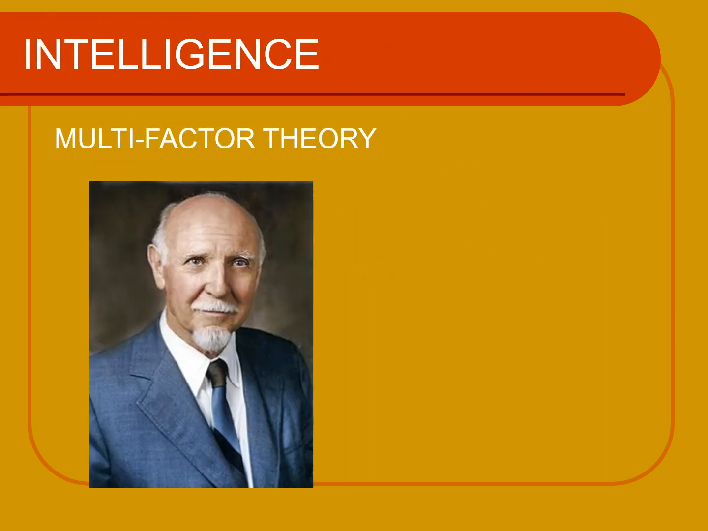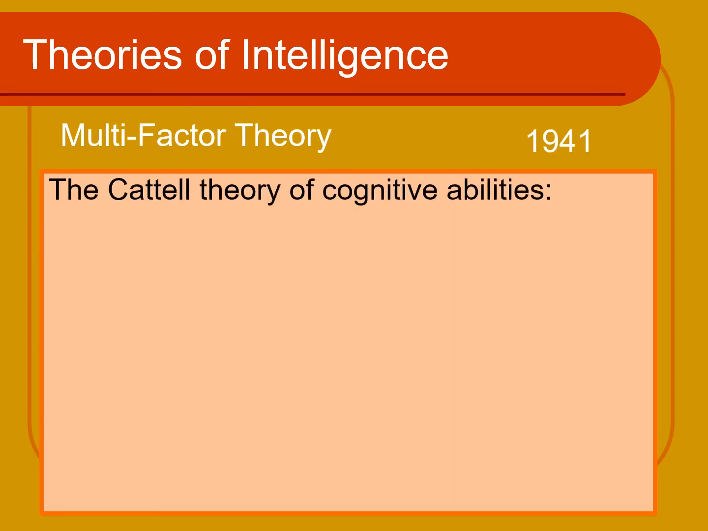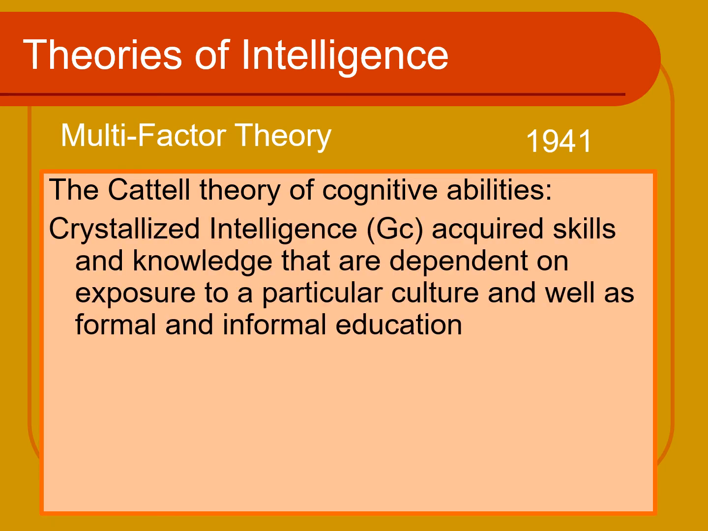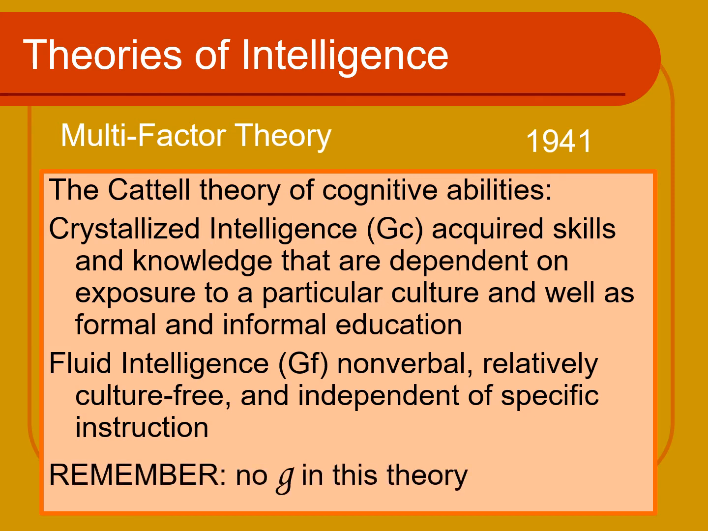Now I want to focus on one other of the multi-factor theorists. This is Raymond Cattell. Yeah, he was another one of our eugenics proponents. He proposed in 1941 a multi-factor theory which consisted of just 2 big, broad factors. Crystallized reasoning, think of this as language-based learning, and fluid reasoning, think of this as nonverbal reasoning or problem-solving skills. Remember, there is no G. This is a multi-factor theory.